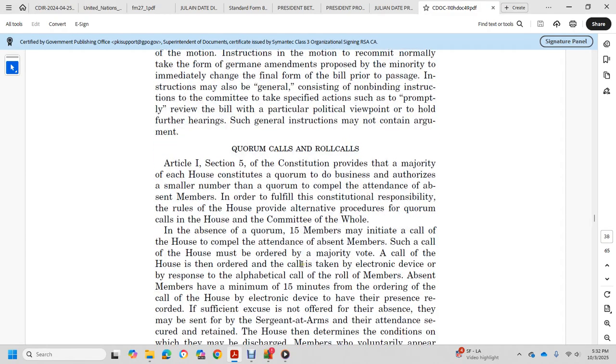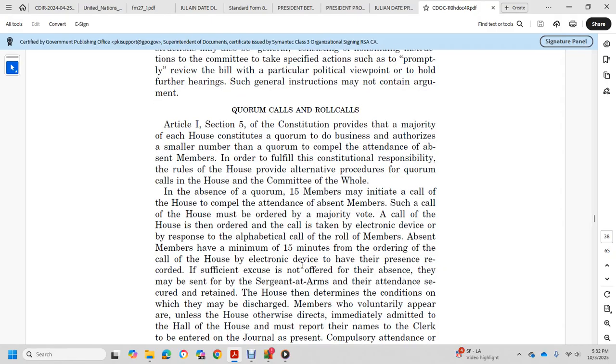Quorum calls and roll calls. Article 1, Section 5 of the Constitution provides that a majority of each House constitutes a quorum to do business, but a smaller number may compel the attendance of absent members in order to fulfill the constitutional responsibility.